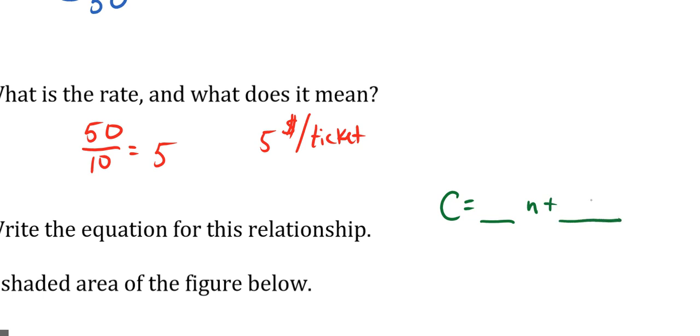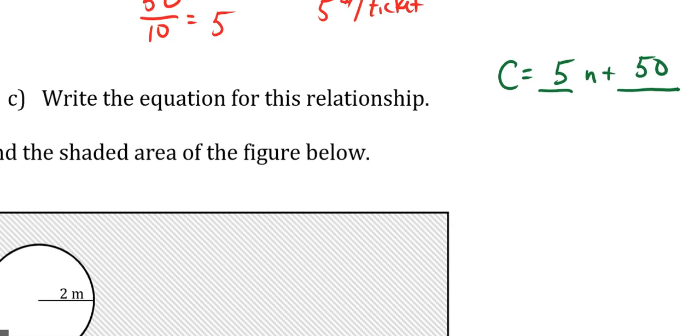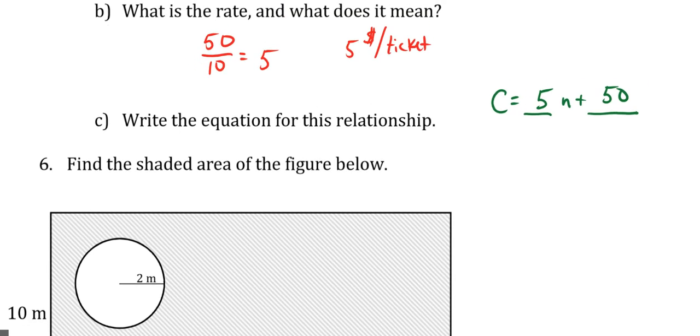And what do I put? I put the initial cost here, and I put the cost per with the variable. That's what a linear equation always looks like. So it's like fill in the blanks with the rate and the initial cost. Any questions about that one?